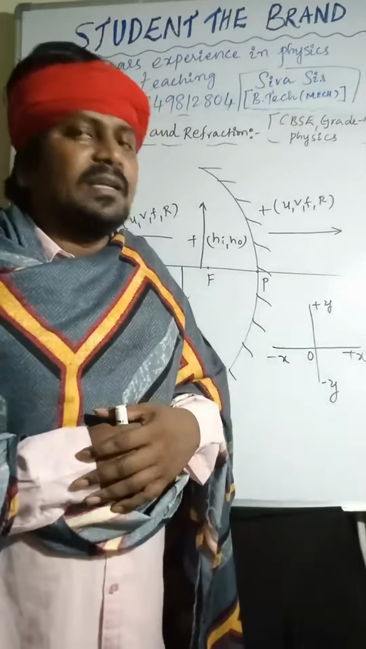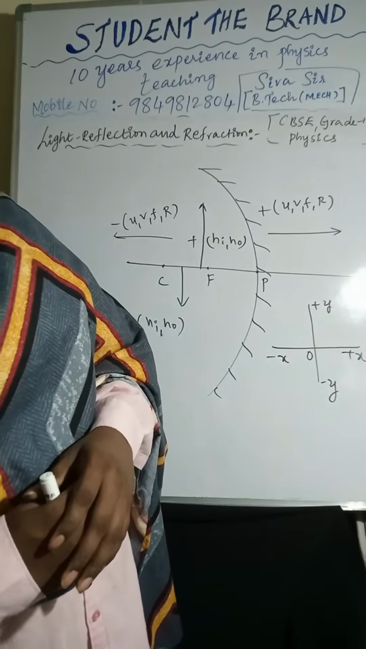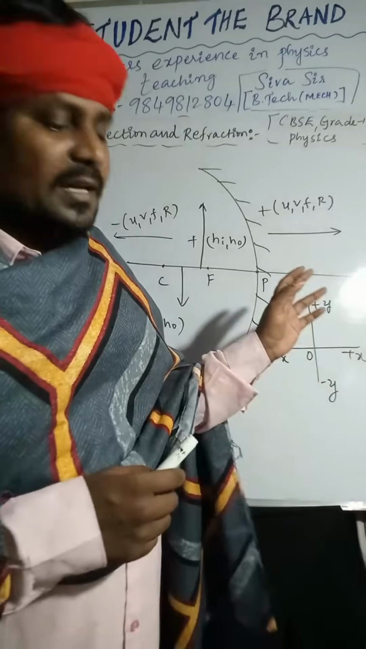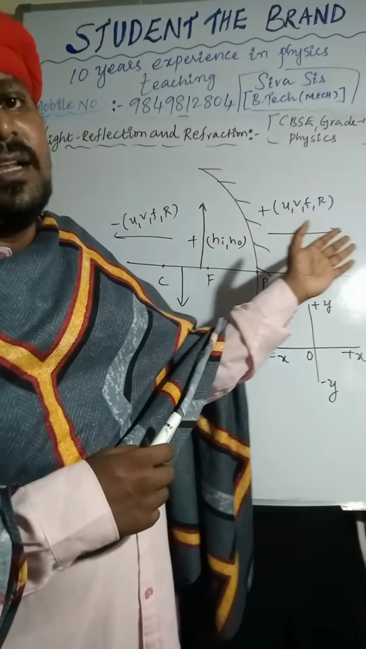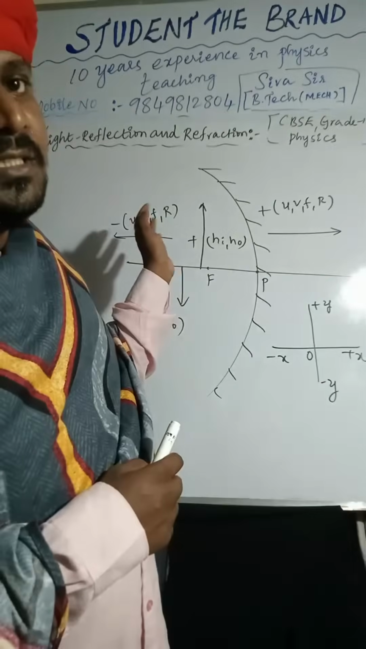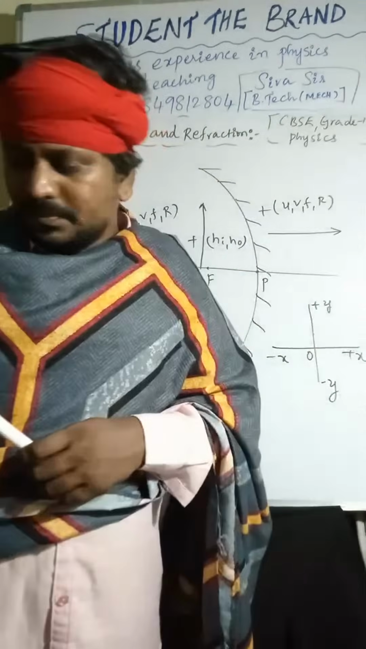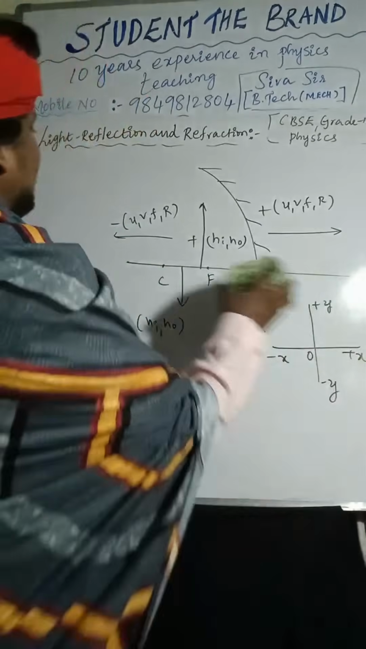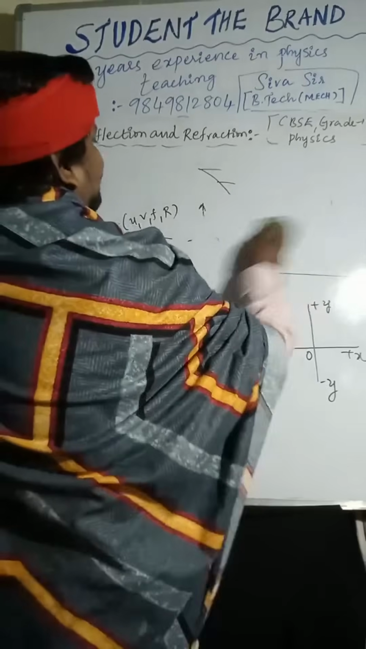Yes, so this is about the new Cartesian sign convention. I hope it is clear. As we know, all distances will be measured from the pole. In the direction of incident rays positive, opposite to incident rays negative. Above is positive, below is negative. Okay. So now we'll discuss a few more things. That is the mirror formula.